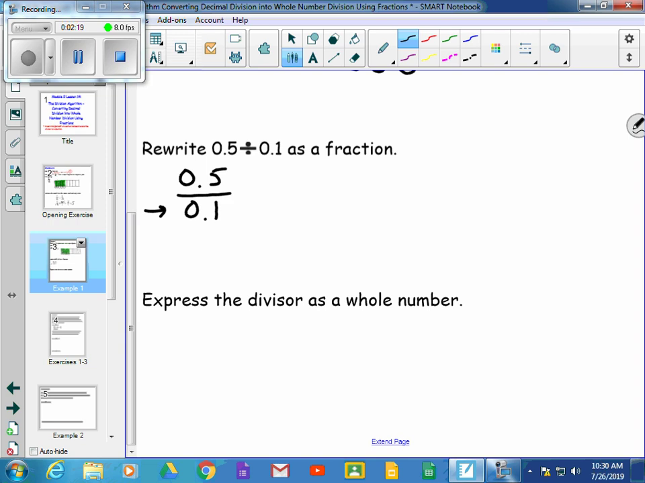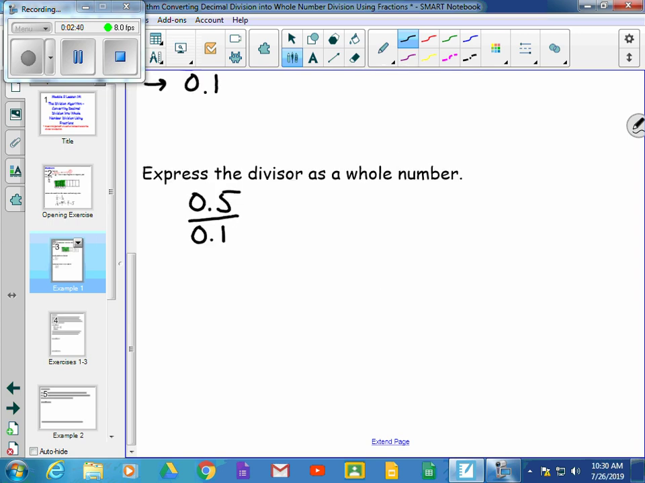So when we're dividing these decimals, what we need to do is have the divisor as a whole number. Down here at the bottom it says express the divisor as a whole number. So if I take this original division problem here, the divisor is the 0.1. I want to make that a whole number. Well, I just can't make it a whole number. I've got to do something to it mathematically.